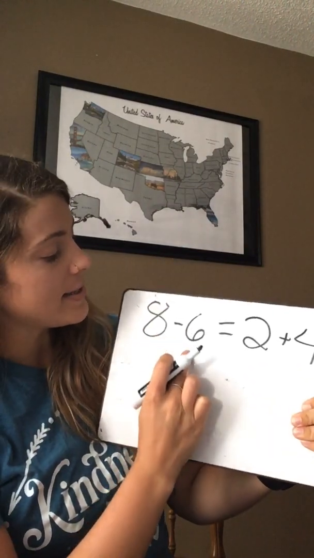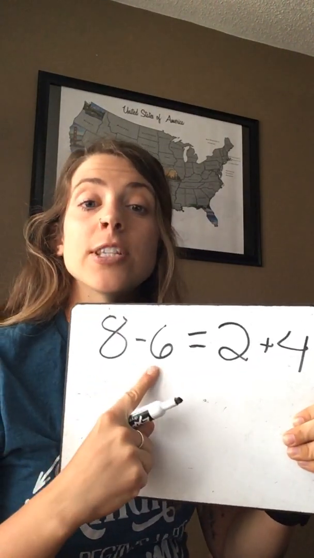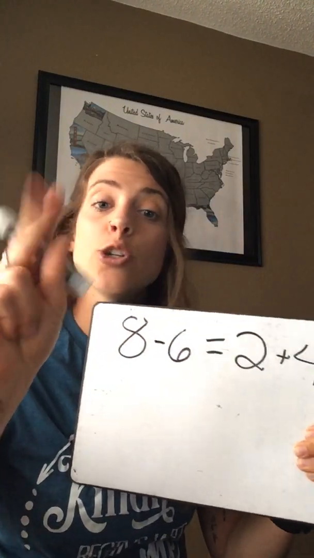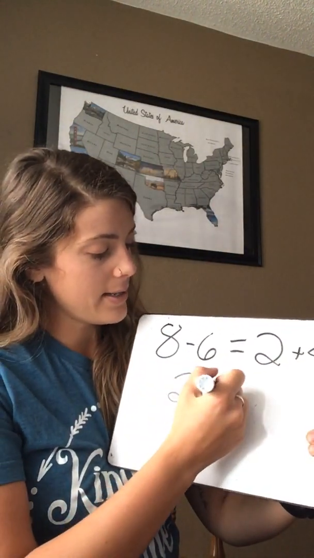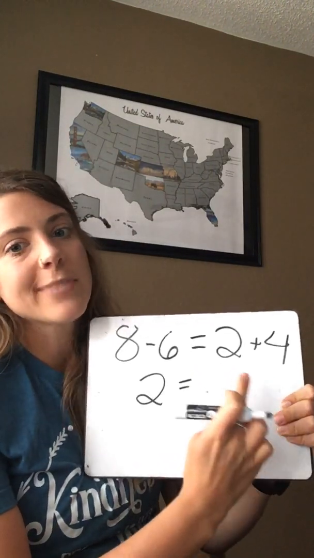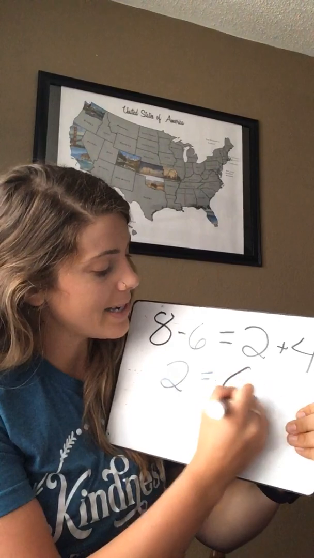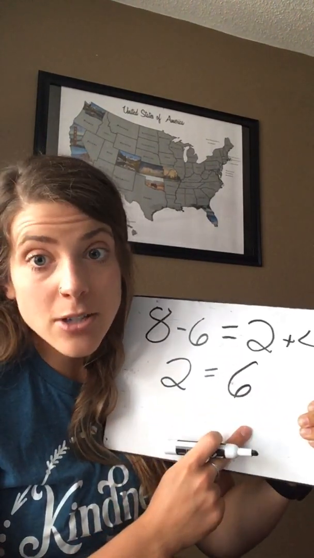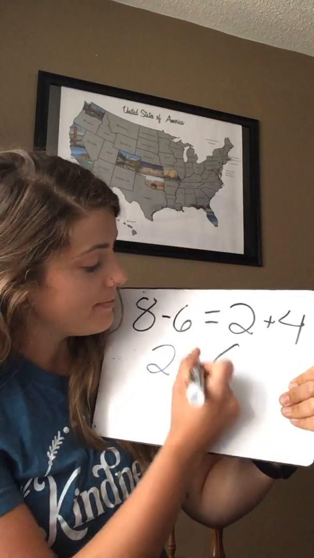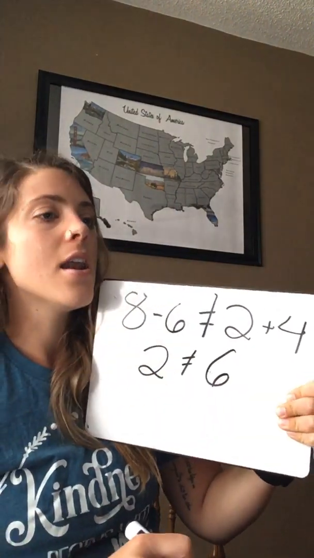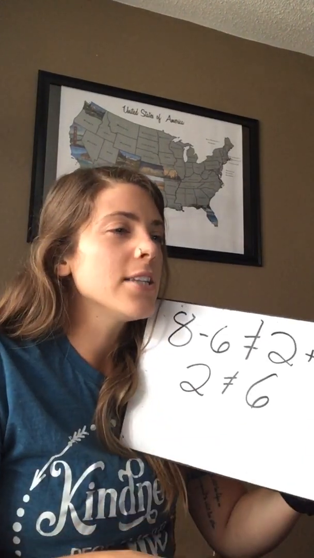So 8 minus 6, I'm going to count forwards to figure this one out. 6 plus what gives me 8? 6, 7, 8, 2. So 8 minus 6 is 2. And then 2 plus 4, oh, I can already see. 2 plus 4 is what? 6. Are those equal? Is 2 the same as 6? 2 cookies the same as having 6 cookies? Not equal. No, not equal. All right, let's try.